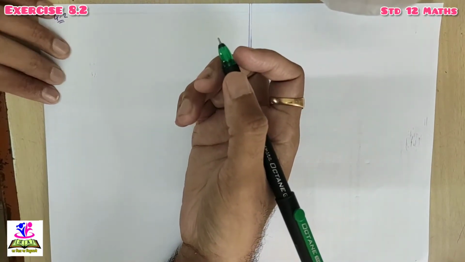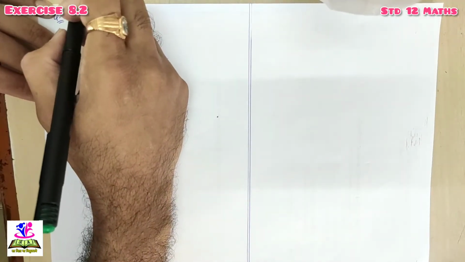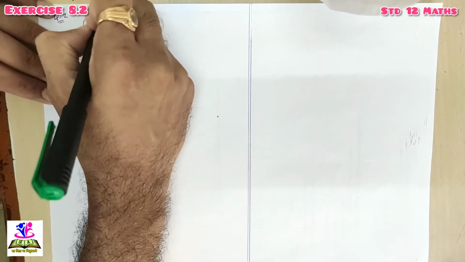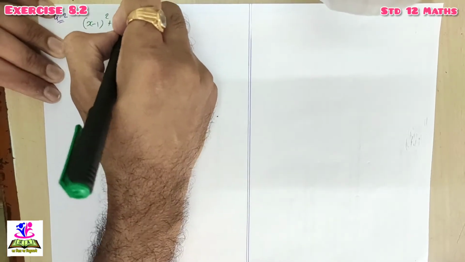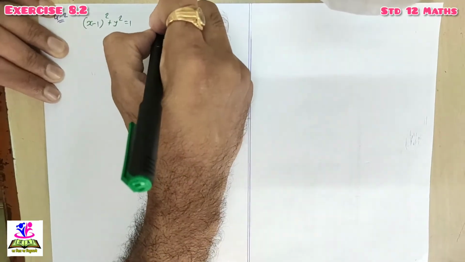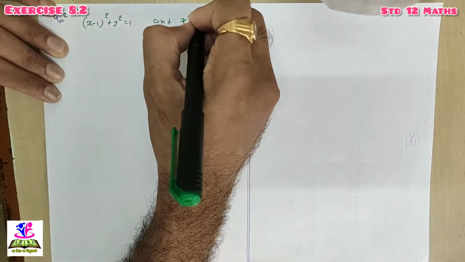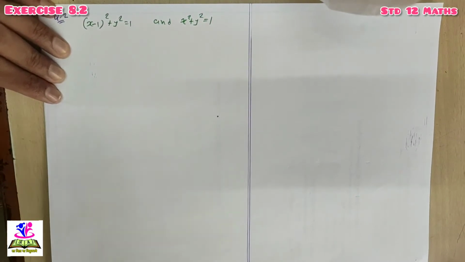Find the area bounded by the curves. Two curves are there. First curve is (x minus 1) whole square plus y square equal to 1. And second curve is x square plus y square equal to 1. Two curves are there.